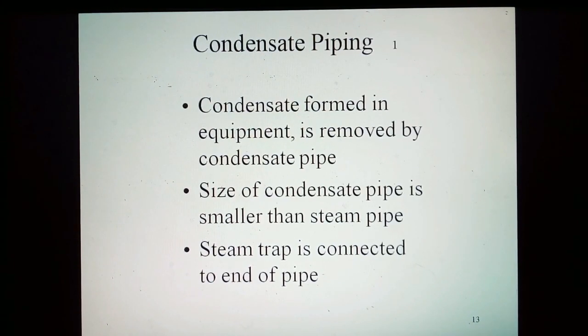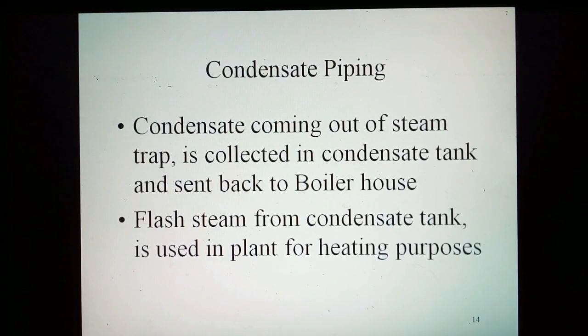Condensate piping. The condensate from the equipment is removed by condensate pipe. The size of condensate pipe is smaller than steam pipe. The steam trap is connected to the end of the pipe. Condensate coming out of the steam trap is collected in a condensate tank and sent to the boiler house. The flash steam from the condensate tank is used in the plant for heating purposes.